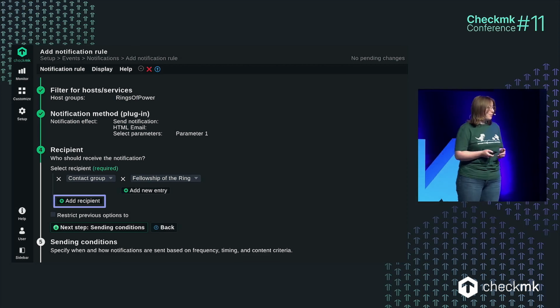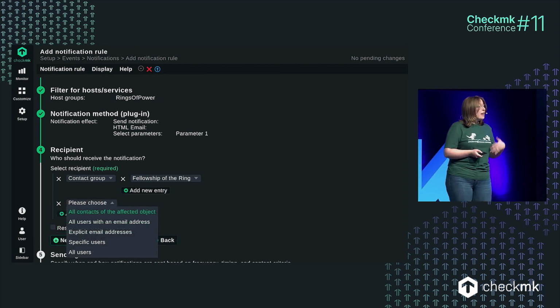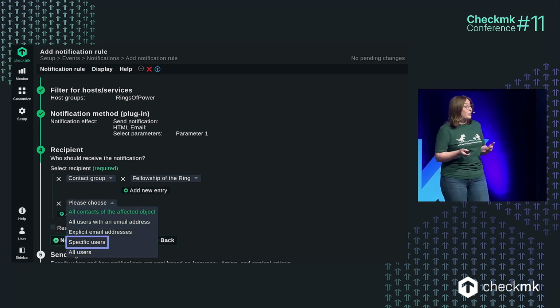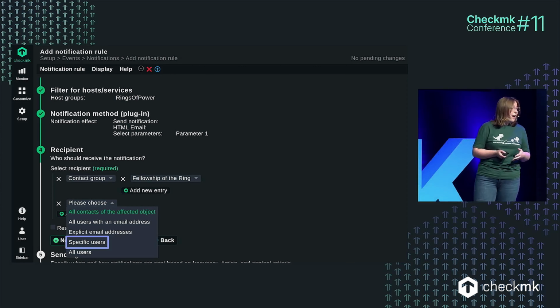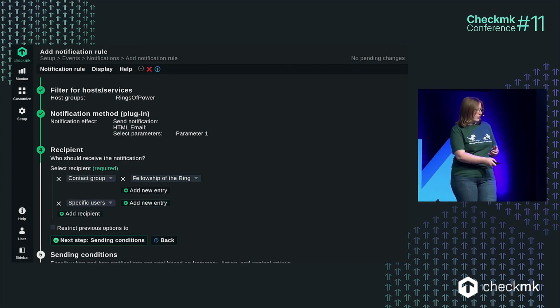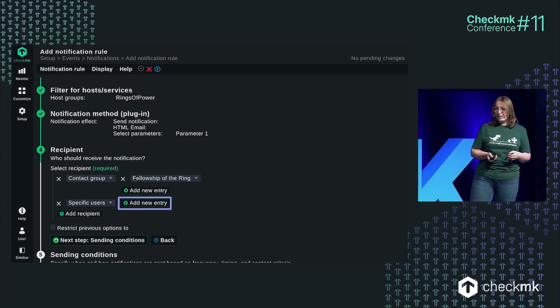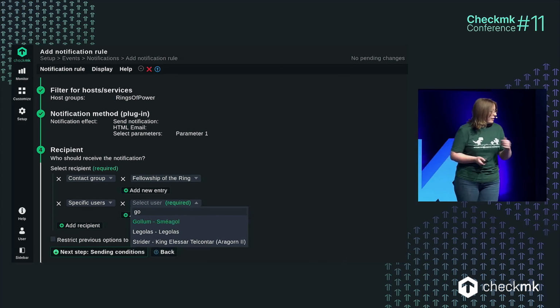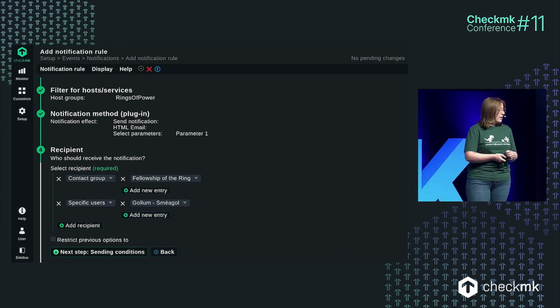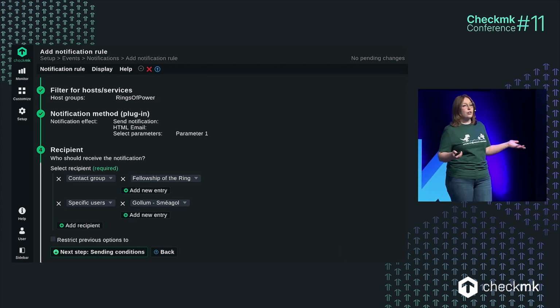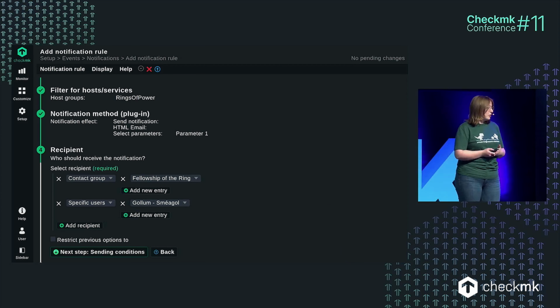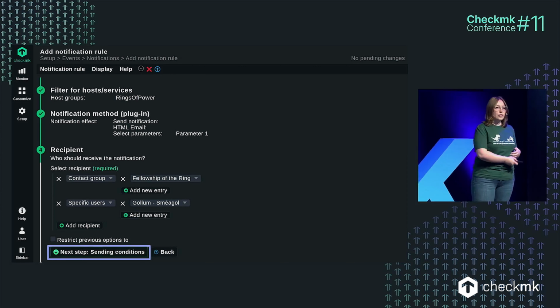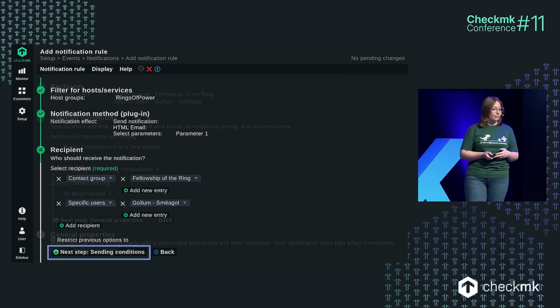Let's add him. So we add a new recipient. This time in the drop-down, we select a specific user instead and add a new entry here. And search for Gollum. Yes, there he is. And we have then already all recipients entered. So why drag it out further? Let's move on to step number 5.